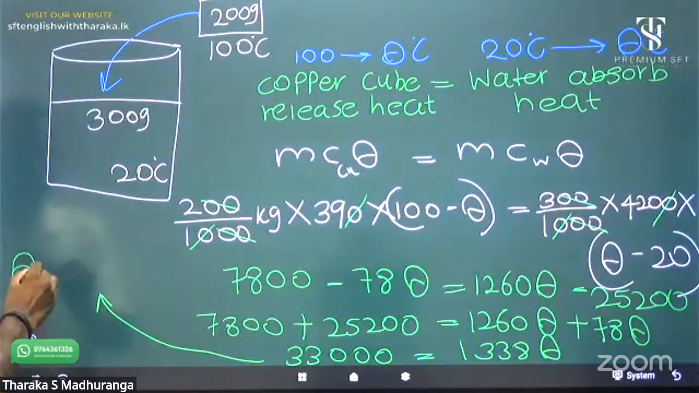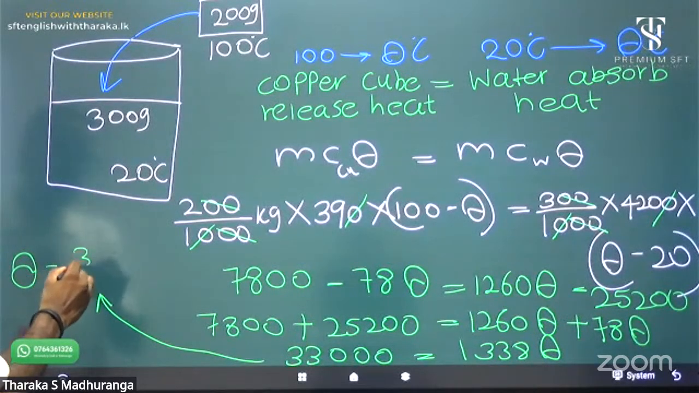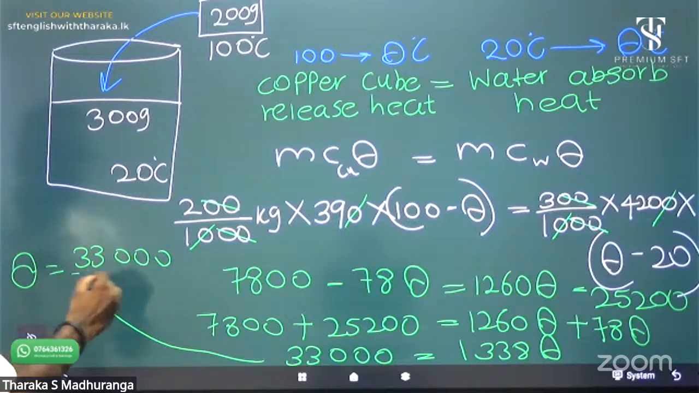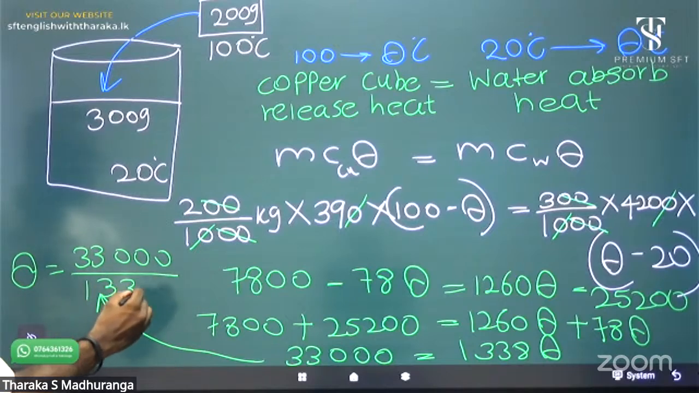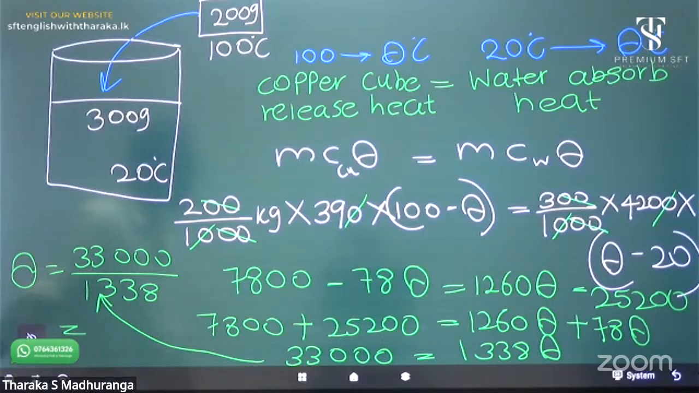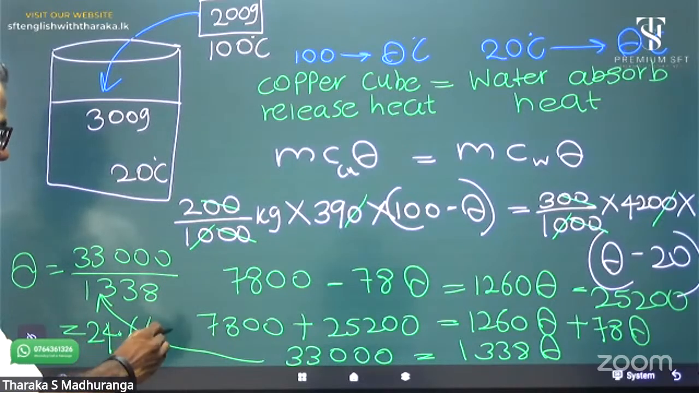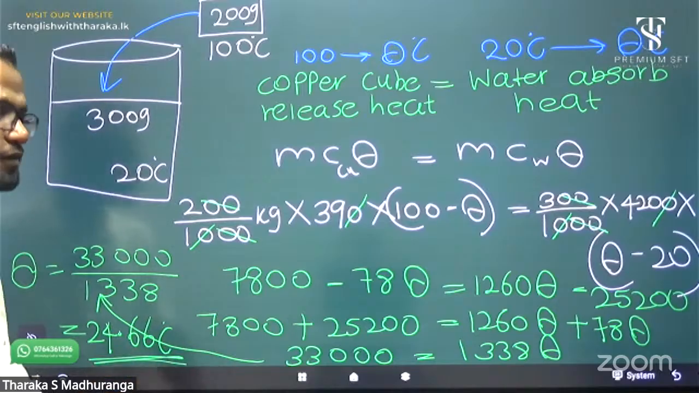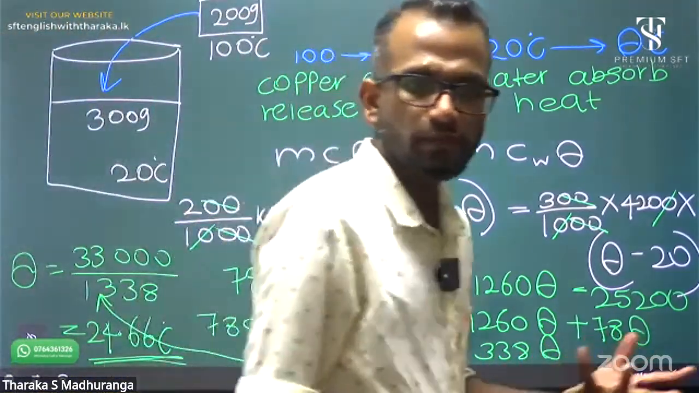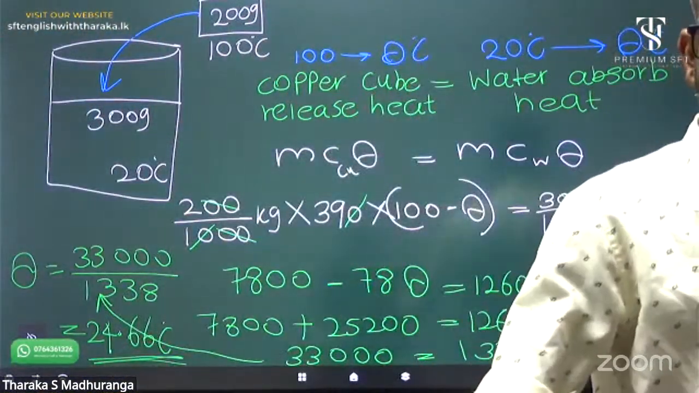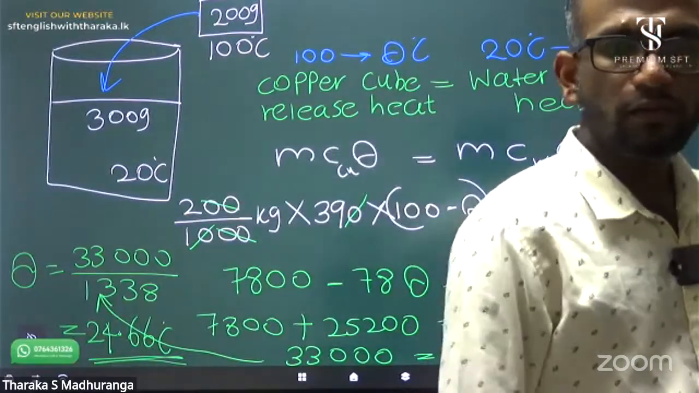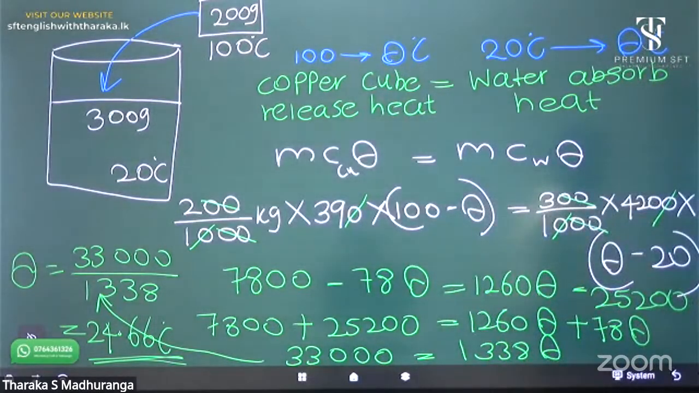Now you can get theta. Theta equals 33,000 divided by 1,338. What's the answer? 24.66 Celsius. This is the final temperature of the mixture.